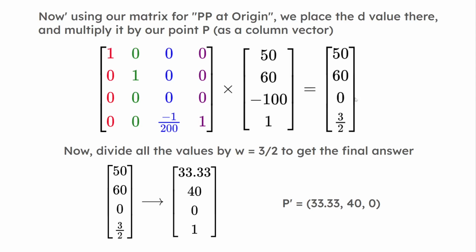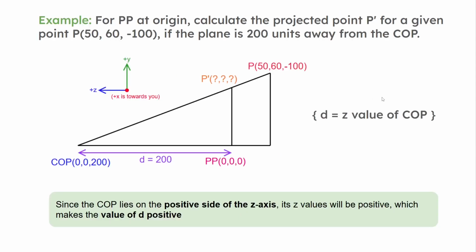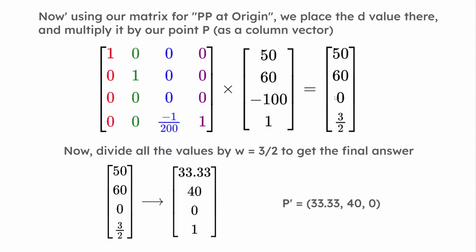Okay. So why is this one 0? If we look at this image here, our projection plane goes through the origin. So every z value on the projection plane has a 0 value. Since the projected point itself, P prime, resides on the projection plane, it will have a 0 z value. So this is why the z value here is 0. The w value here is 3 by 2, which is 1.5. So we need to divide each of the terms by w, which is 3 by 2.